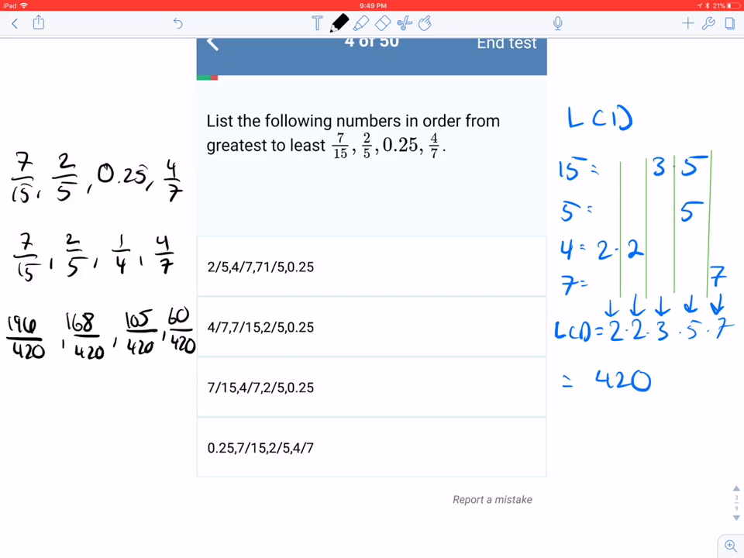Now that we've gotten all the denominators to be the same, now it should be obvious. So it says list the following numbers in order from the largest to the smallest. Okay. So the largest is, oh, it looks like it's already in that order. So it looks like this is the largest. This is the second largest. This is the third. Is this right?